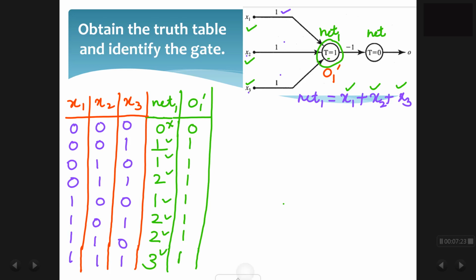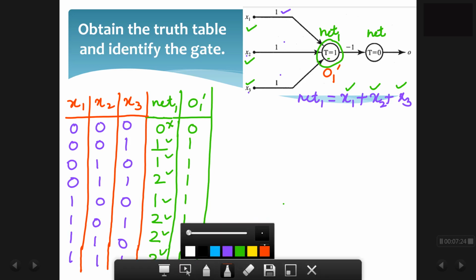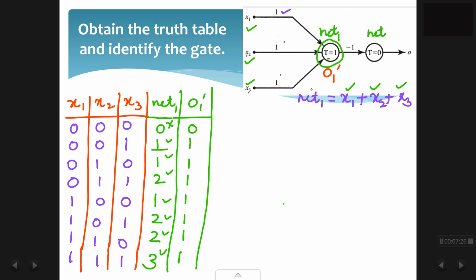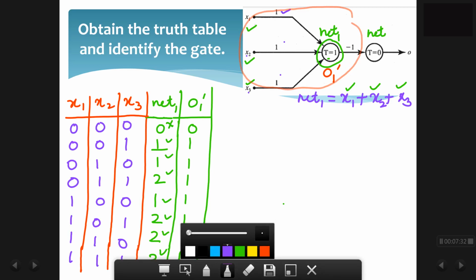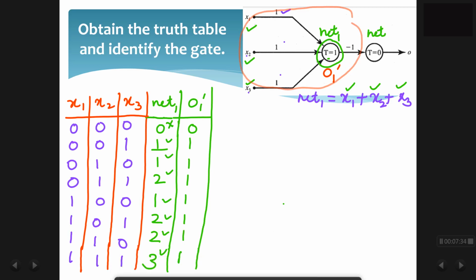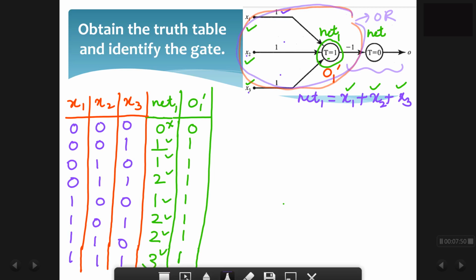If at all you see only this particular part, then we can say that it is an OR gate. This is an OR gate. And there is some additional part to it. We shall analyze that particular part. But only if we consider this particular part, then looking at the truth table, we can say that it is a 3 input OR gate.